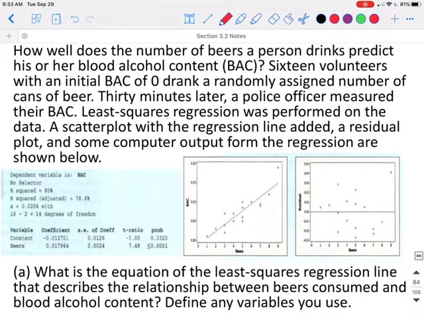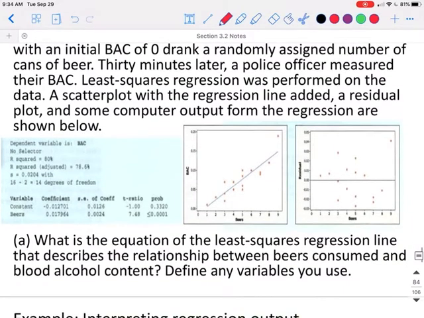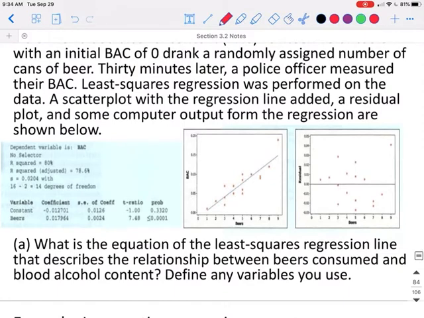How well does the number of beers a person drinks predict his or her blood alcohol content? 16 volunteers with an initial blood alcohol content of 0 drank a randomly assigned number of cans of beer. 3 minutes later, a police officer measured their blood alcohol content. Least squares regression line was performed on the data. We have the scatter plot with a regression line, we have the residual plot on the right, and we have the computer output. So what is the equation of the least squares regression line?